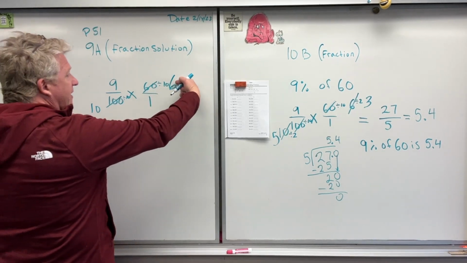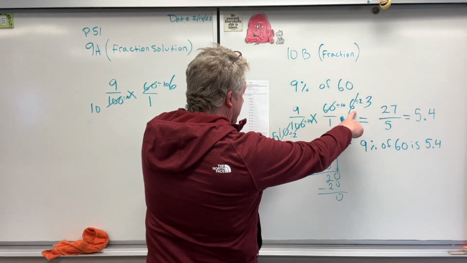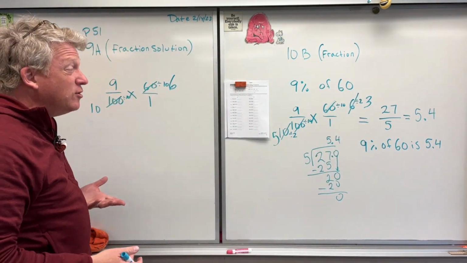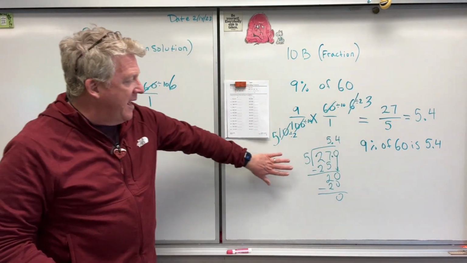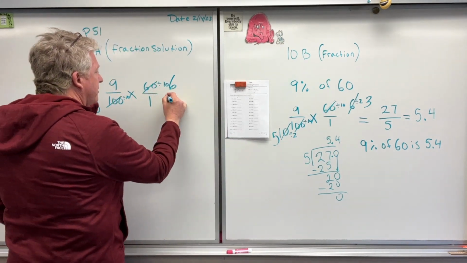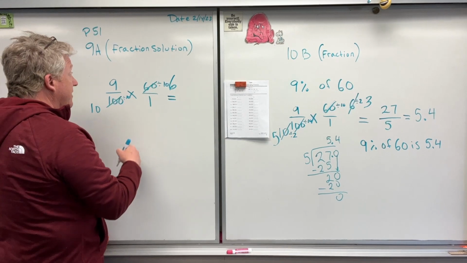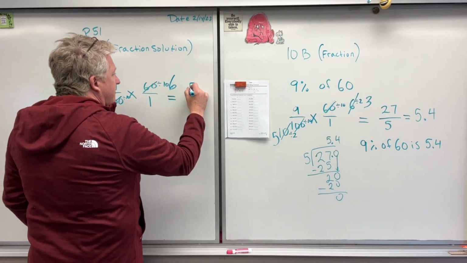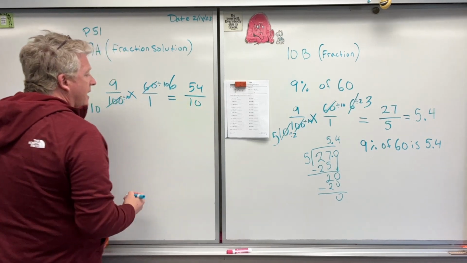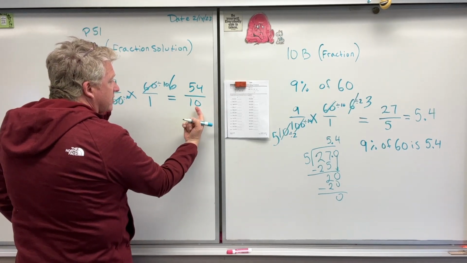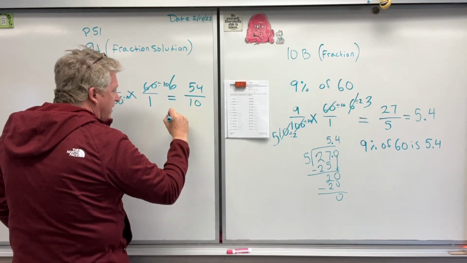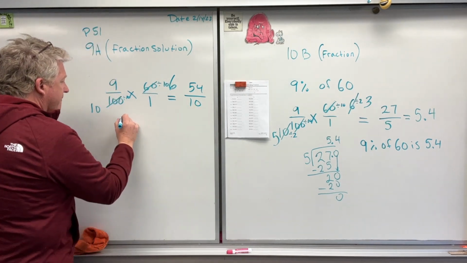So when I simplified here with the 6 and the 10 to make it a 3 and a 5, I didn't technically have to do that step. That forced me to have to do a division problem. Let's see what we get if we just simplify or multiply this. 9 times 6 is 54. 10 times 1 is 10. Because there's a 0 in our ones place here in the denominator, it's moved that decimal point over 1 spot.